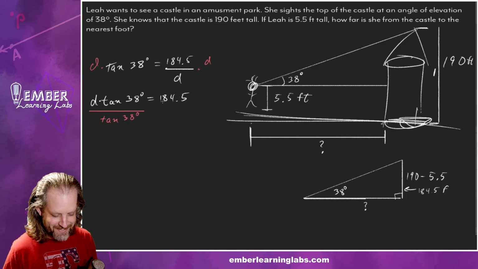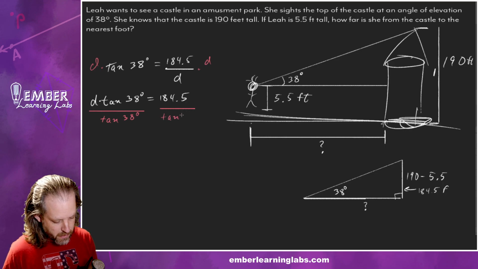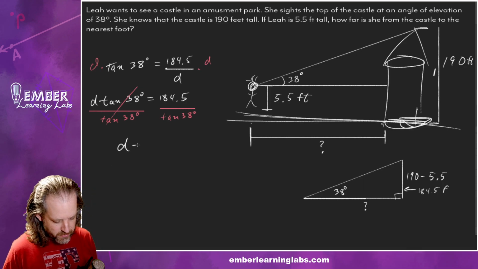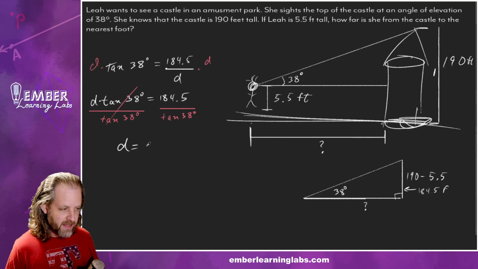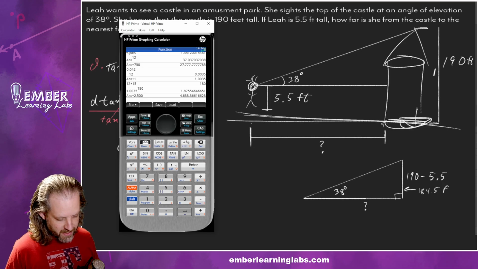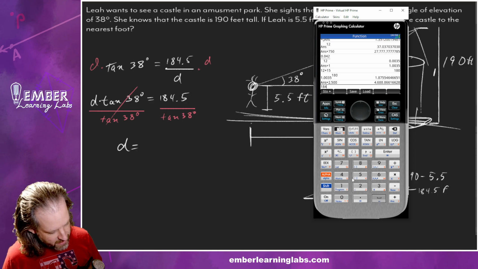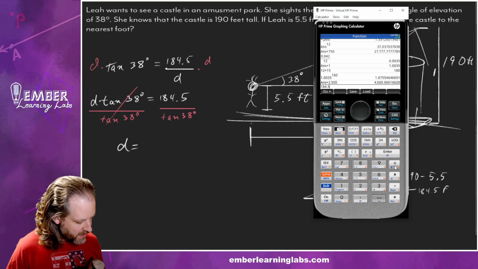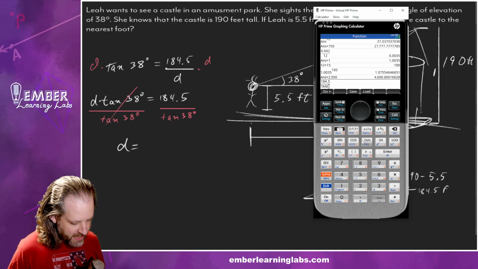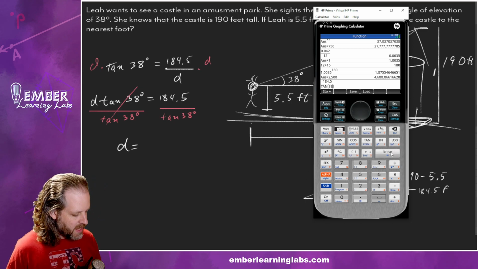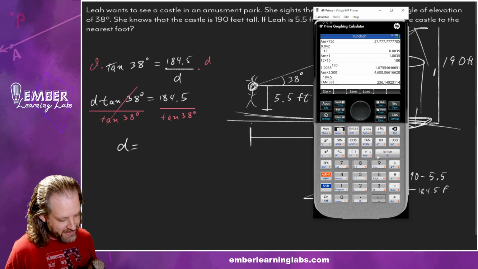38 degrees. And divide this side also by the tangent of 38 degrees. Tangents cancel, leaving us with d equals, and let's go ahead and grab our calculator and we'll do that work right there. So it is 184.5 divided by the tangent of 38. Make sure I'm in degree mode. I am. I covered that in the last lesson.